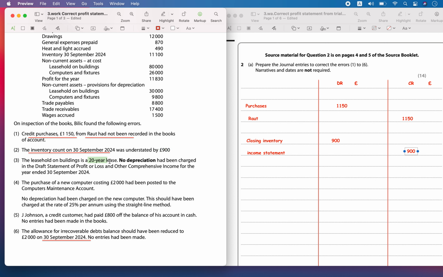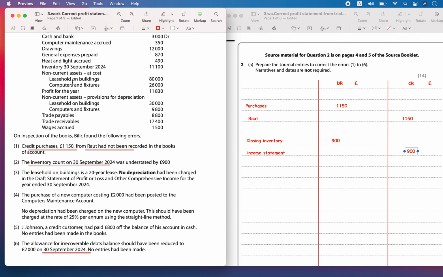Then the leasehold buildings on a 20-year lease: no depreciation had been charged, so we have to include this depreciation. The leasehold building at cost was 80,000, so what is the depreciation cost? It will be 80,000 divided by 20 years, which is equal to 4,000. So that would be the depreciation cost.